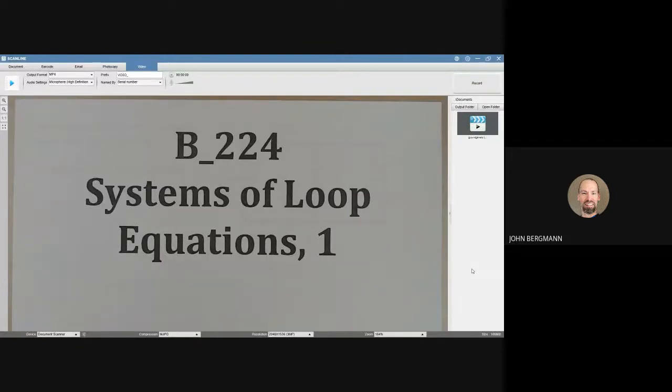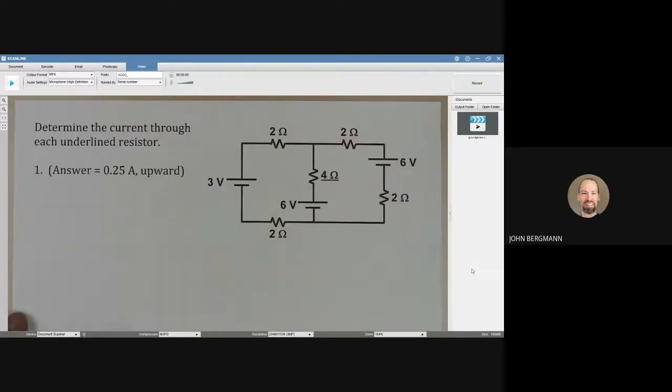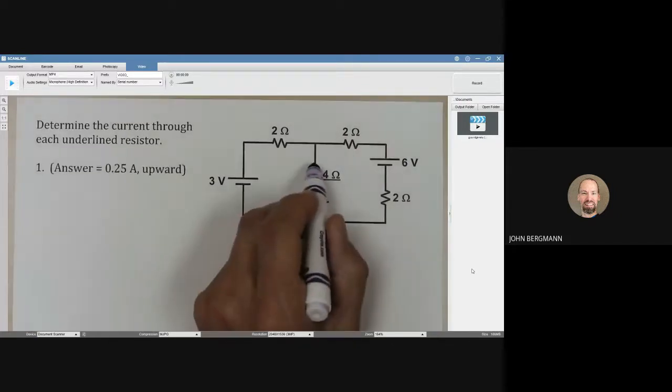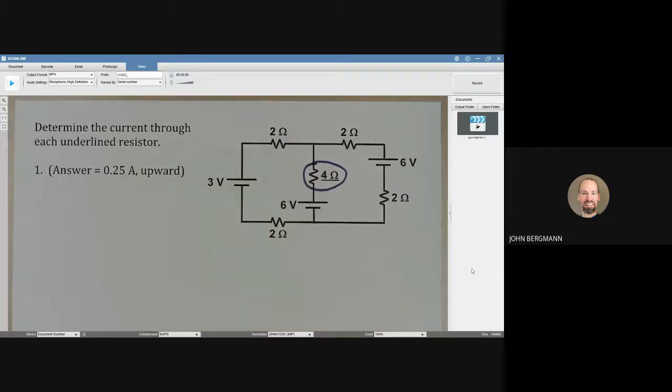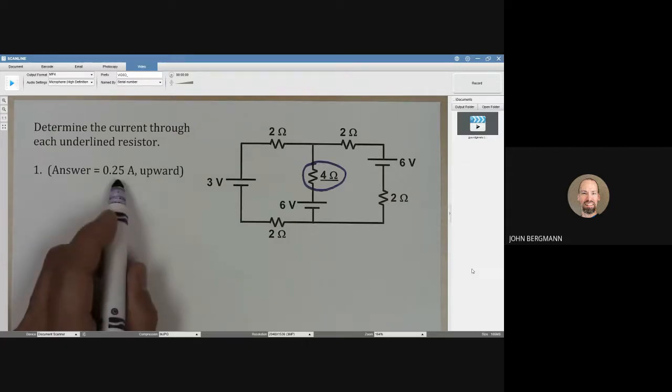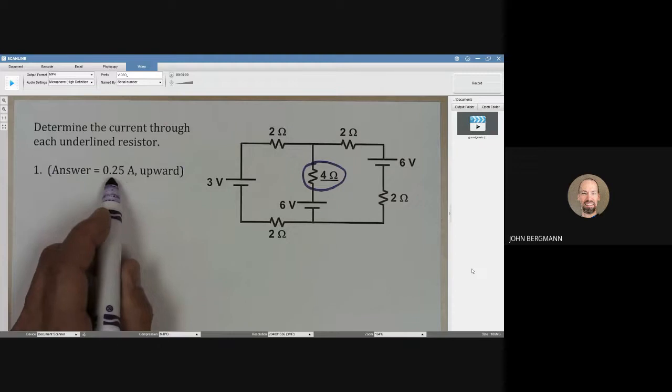Systems of loop equations 1. Determine the current through each underlined resistor. So the current that we want to know is going to be the one going through that resistor. We're going to have to set up a couple of equations, and we're going to solve those, and hopefully we'll figure out that the answer is 0.25 amps.